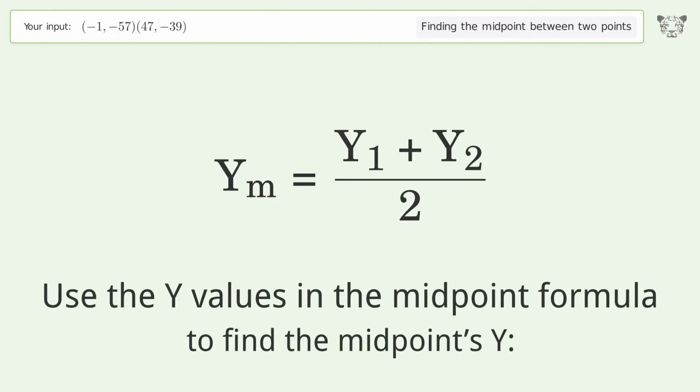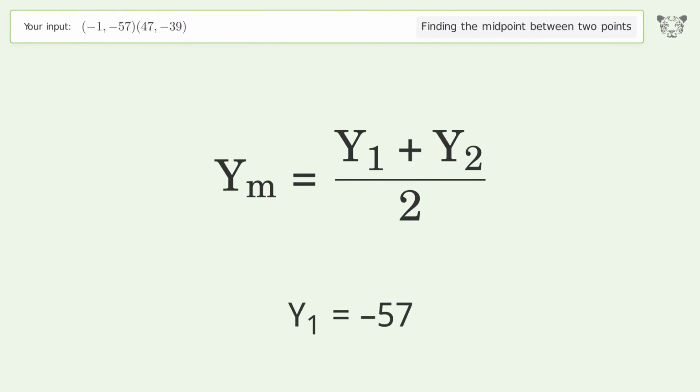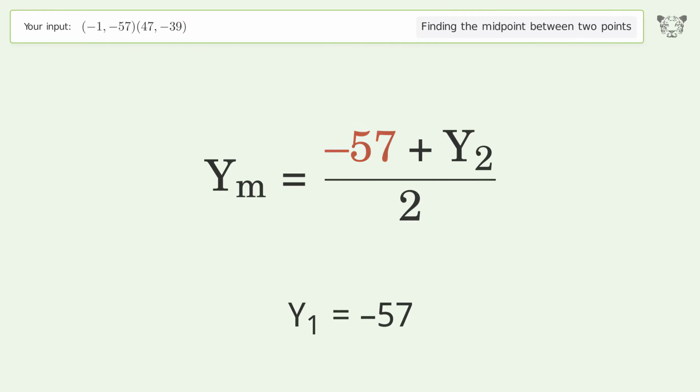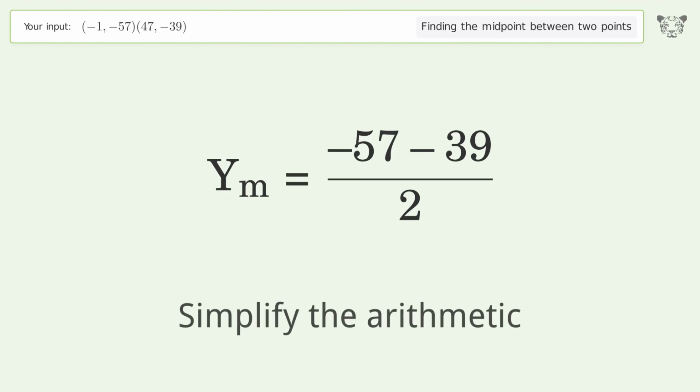Use the y values in the midpoint formula to find the midpoint's y. y1 equals negative 57. y2 equals negative 39. Simplify the arithmetic.